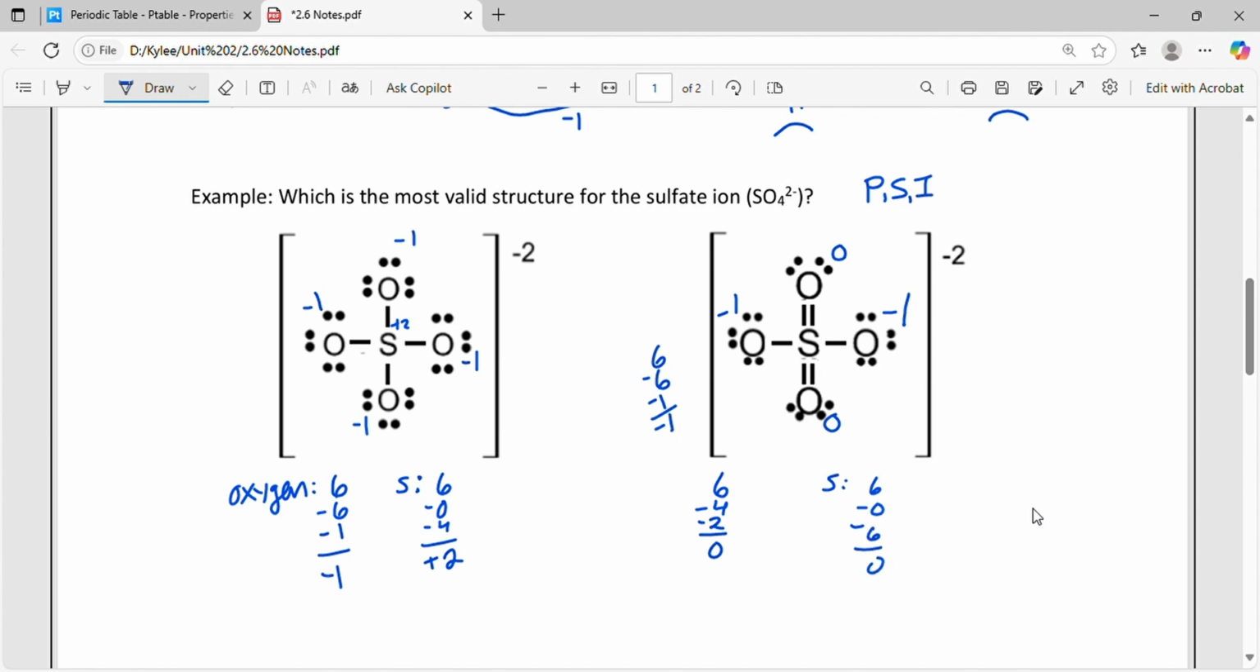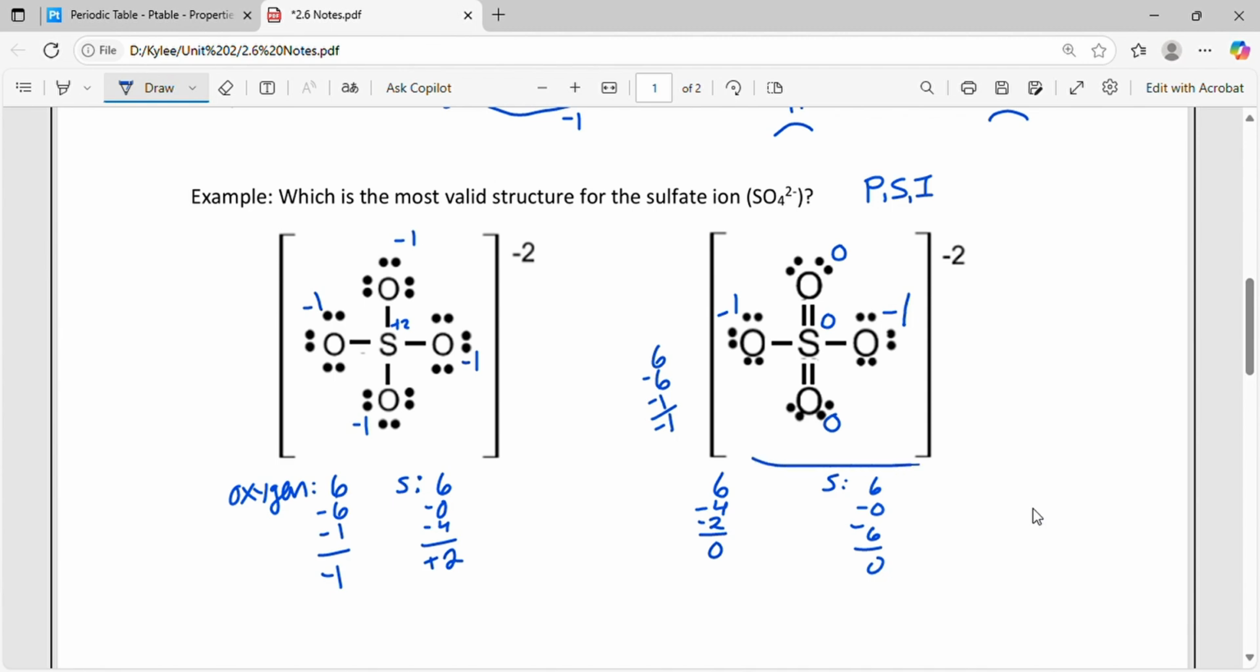Oh my gosh, look at that. The 2 oxygens, the top and the bottom, have gone to 0. Sulfur is now a 0, so I've reduced the net charge here. And oxygen is the most electronegative, and it has a -1 charge.